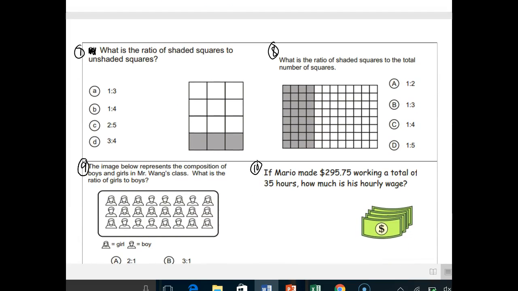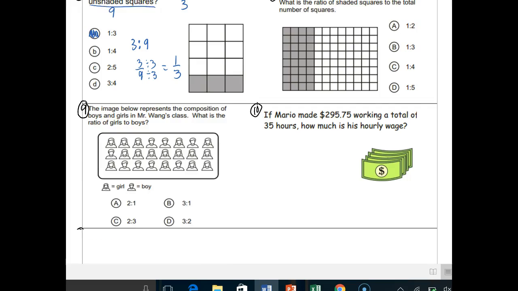Number 7. What is the ratio of shaded squares to unshaded squares? So how many shaded squares do we have? We have 3. How many unshaded squares do we have? We have 9. So it's 3 to 9, but then if you simplify it, 3 over 9, we get, obviously, 1/3.